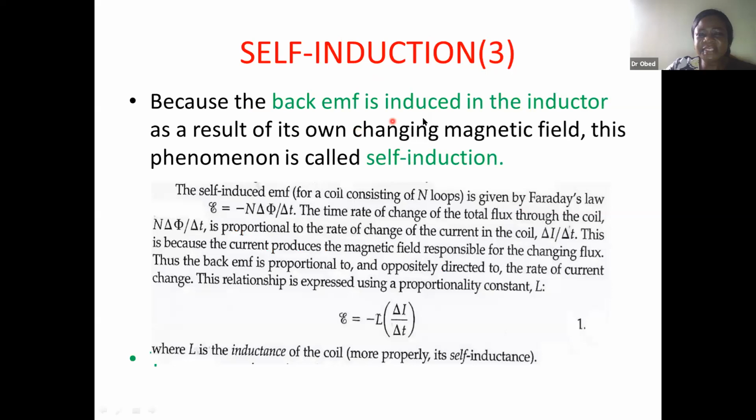Because the back EMF is induced in the inductor as a result of its own changing magnetic field, this phenomenon is known as self-induction. So the self-induced EMF for a coil consisting of N loops is given by Faraday's law. We have done this before. If you go back to your lecture notes, you'll see this formula there. It's Faraday's law, and the time rate of change of the total flux through the coil.